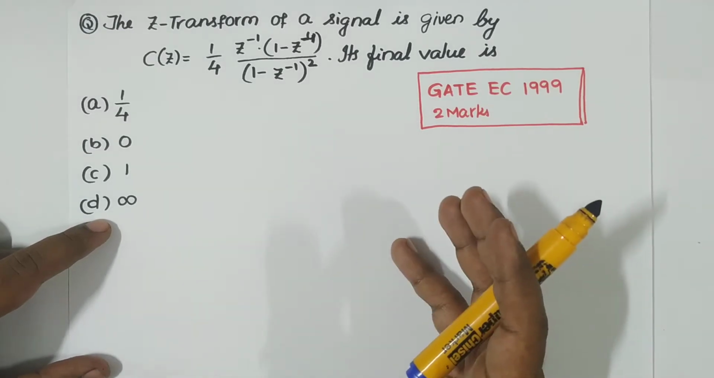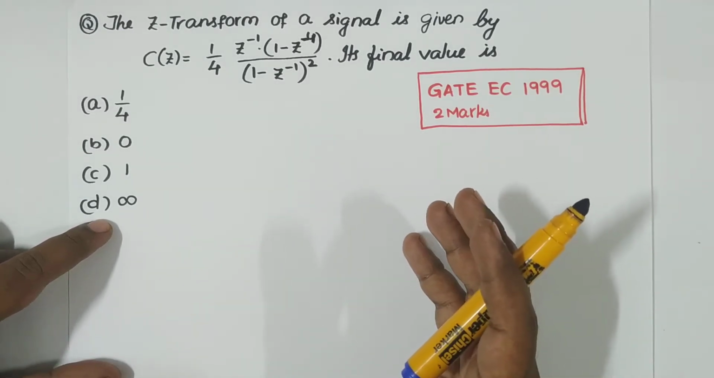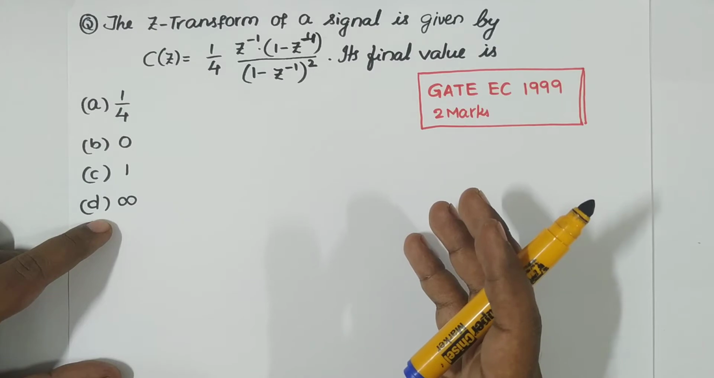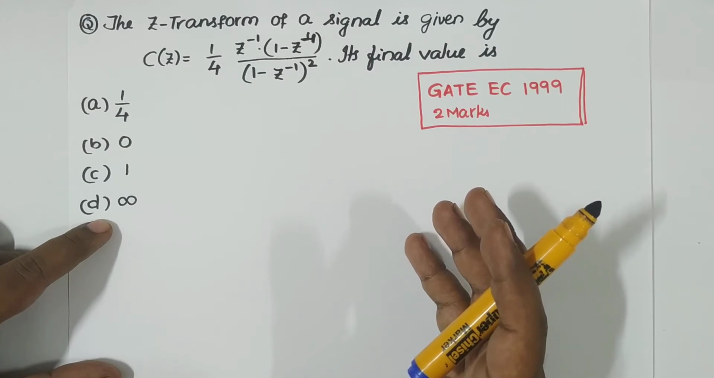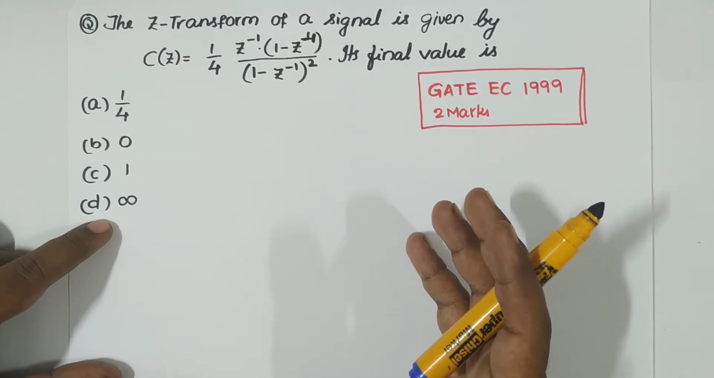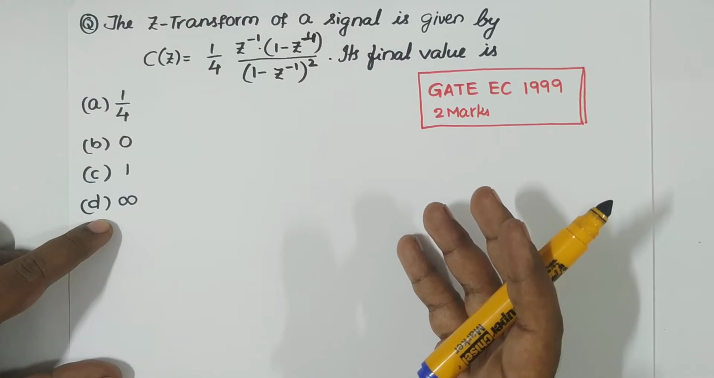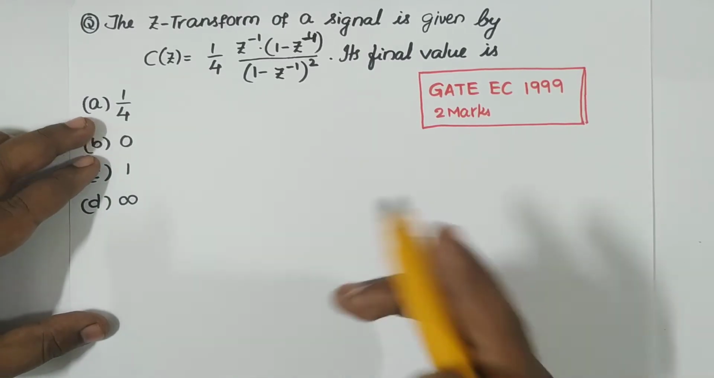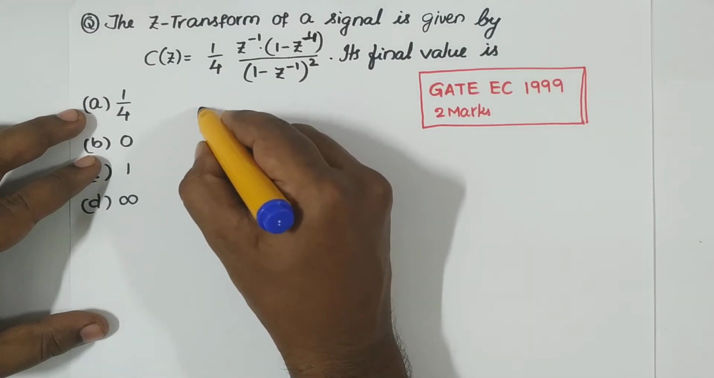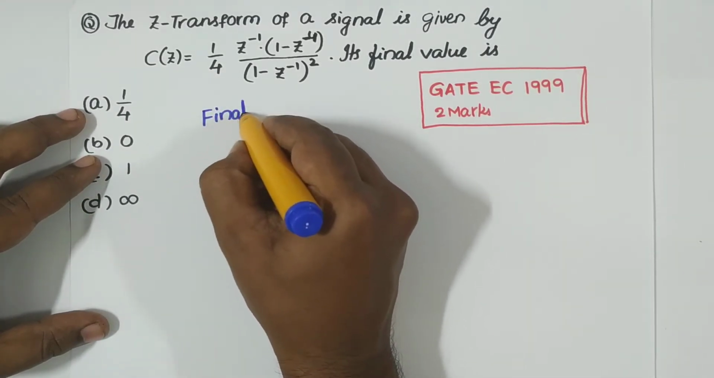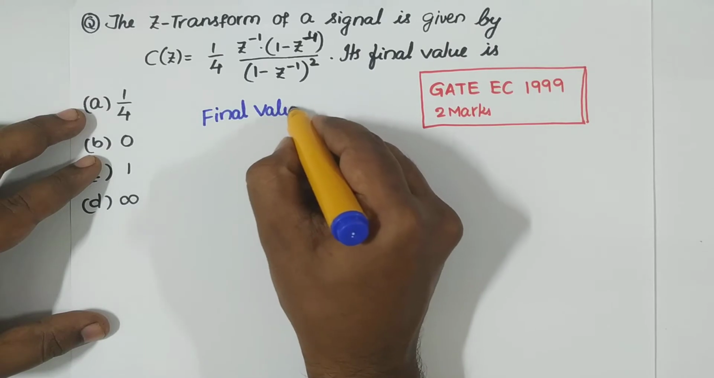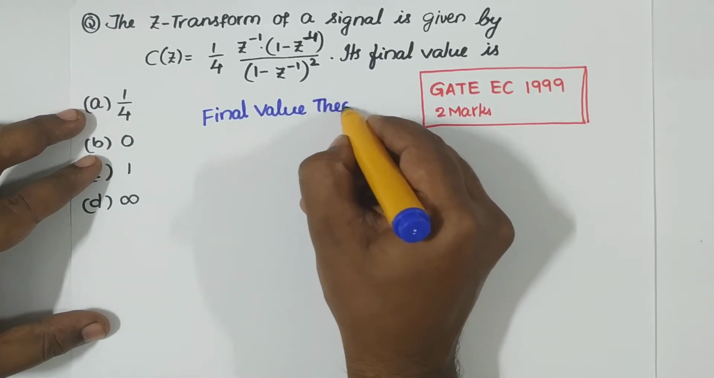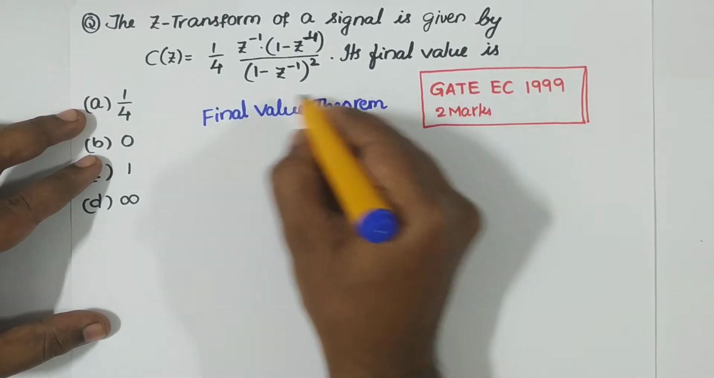In many cases, if you would like to find the asymptotic value of a signal in the analysis of PID controllers, say proportional integral derivative controllers, who is going to help you out? There is only one theorem, that is the final value theorem. Now it is going to help you out.